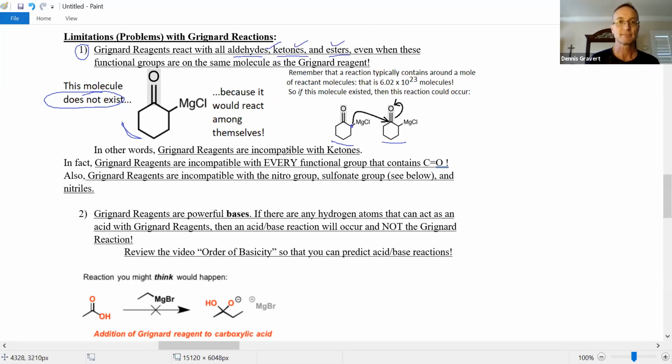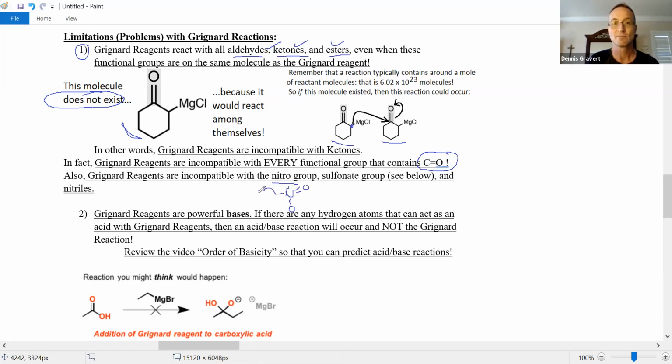Cool. All righty. And then it's not only those three functional groups, it's anybody that's C double bond O. So now we're talking carboxylic acids, anhydrides, amides, anybody with C double bond O. You can't have a Grignard reagent and this C double bond O, the carbonyl group, in the same molecule at the same time. They're incompatible. They don't coexist.